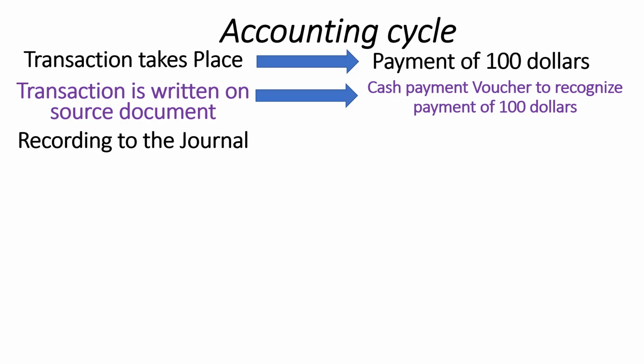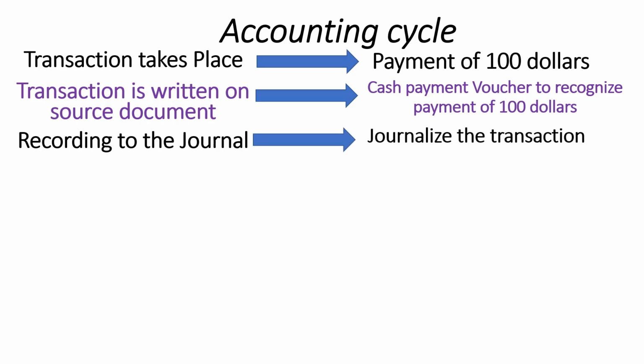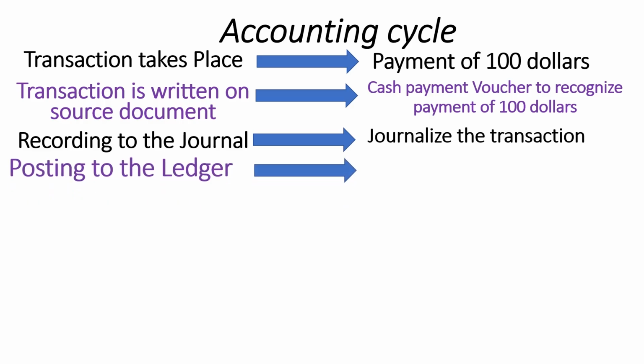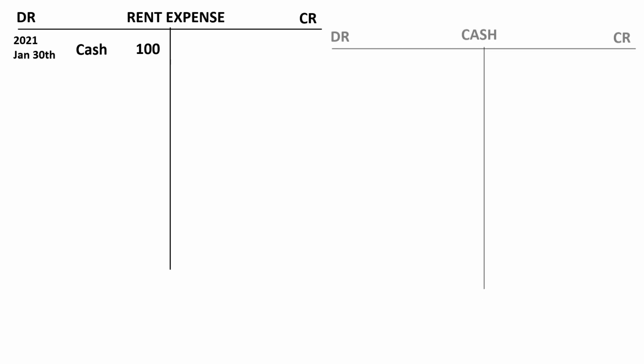So as a result of that source document, because the transaction has taken place, you're going to go ahead and write in the relevant journal the rent that you have paid. Afterwards, you're going to make the double entry into the relevant ledgers. In this case, you're going to debit the rent expense account because the expense has increased, and because you've given out cash, you're going to credit the cash account with the $100 that you have paid in rent.